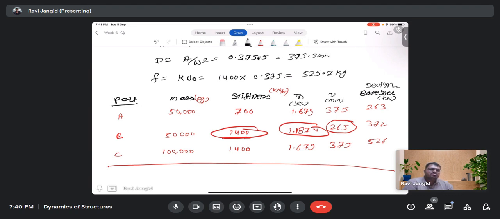No, no, no. I didn't have clarity. Please, one. No problem. Okay, here base shear I'm getting 263 for part A, and for part B it is coming 372, right? Suppose I want to design a support, suppose fixed support, for example. Here for part A it is 263 kilonewton. I have to design for 263 kilonewton, right?